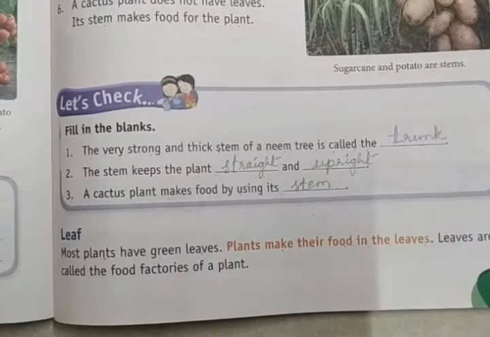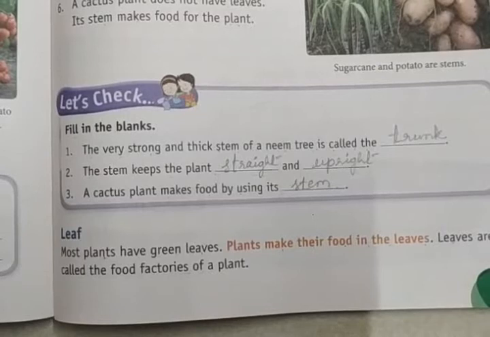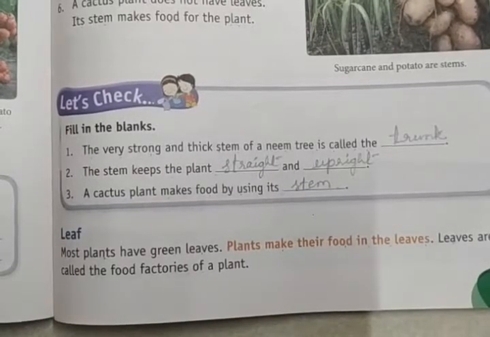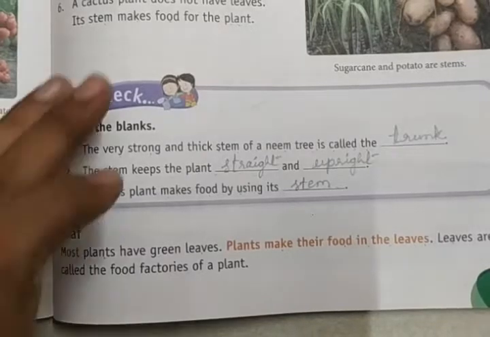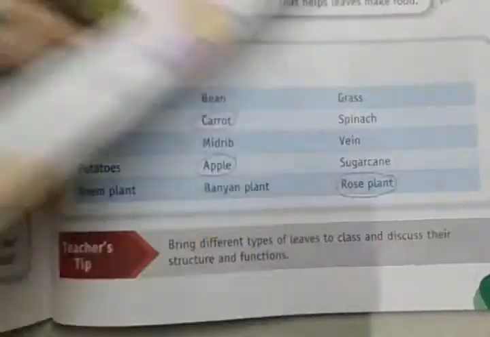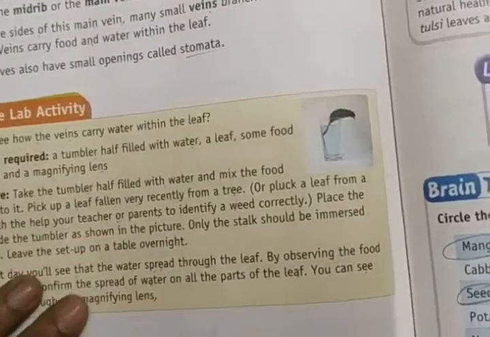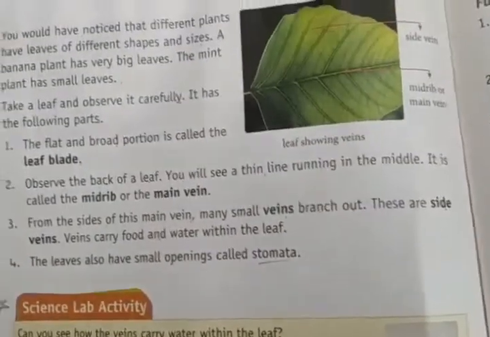Plants make their food in the leaves. Leaves are called the food factories of a plant. Okay, so let us see the leaf and its functions.